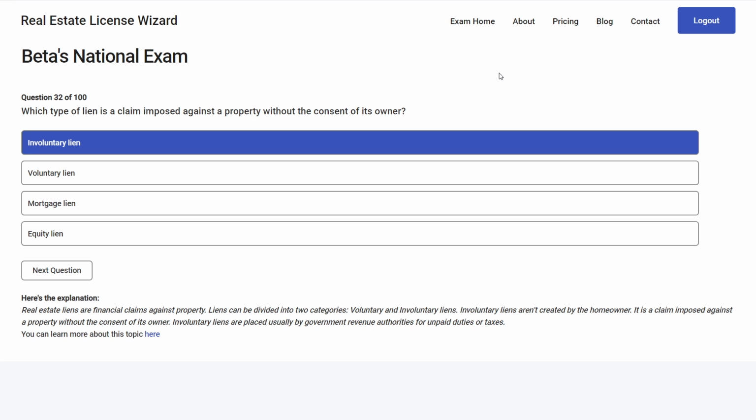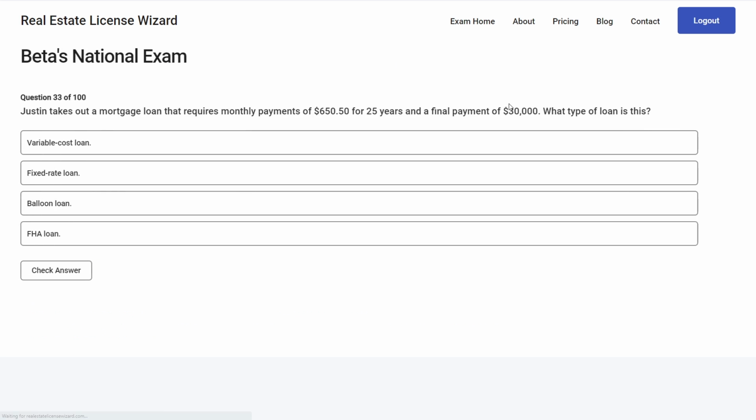So when you think of involuntary liens, those aren't created by the homeowner. For example, a government, like the IRS or government revenue authorities, for unpaid duties or taxes, will put an involuntary lien on the property. So that's where that comes into play. But all right, next question.